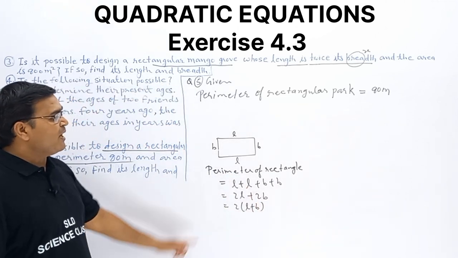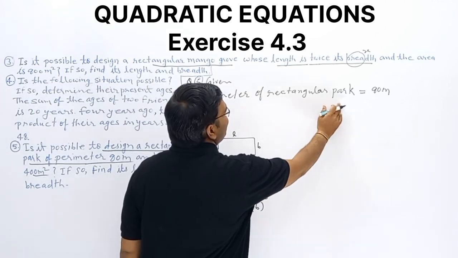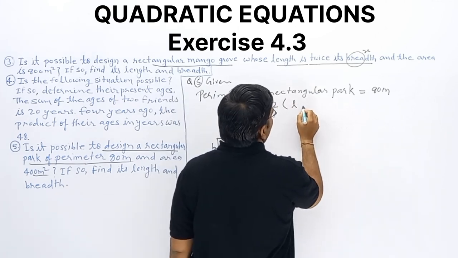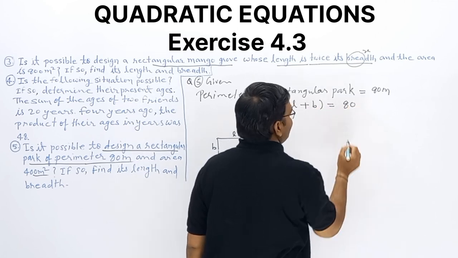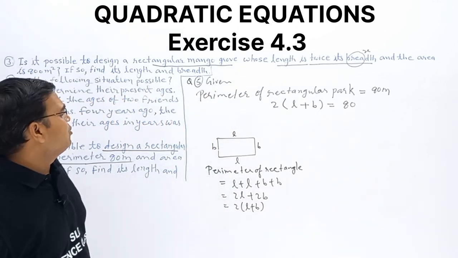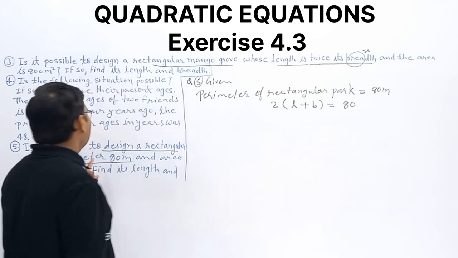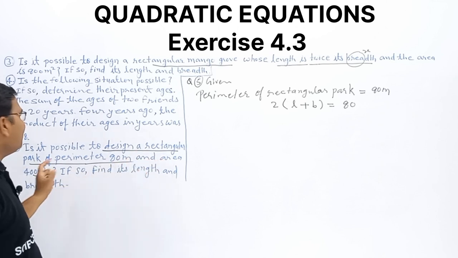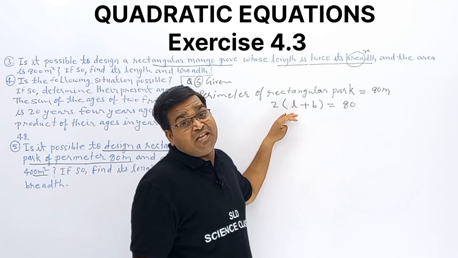Clear? So perimeter of rectangle is 2 times length plus breadth. So perimeter of rectangular park is 2 times of length plus breadth will be 80 meter. Sorry, not 800, 80 meter. Now, this is the perimeter, one data we are having in the question. A rectangular park of perimeter 80 meter and its area is 400 meter square. But we want length and breadth.